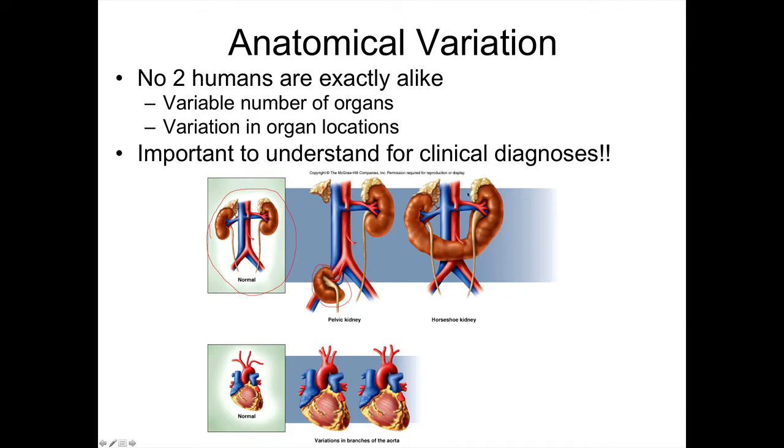Another example of anatomical variation here is the horseshoe kidney that you see right here. The horseshoe kidney is when both the kidneys are fused into one. Again, function is the same, structure is what is different.